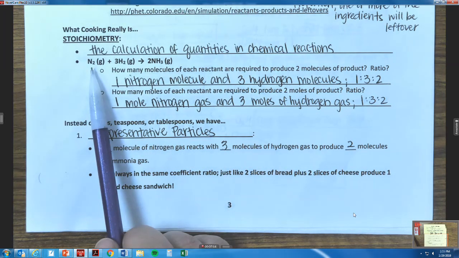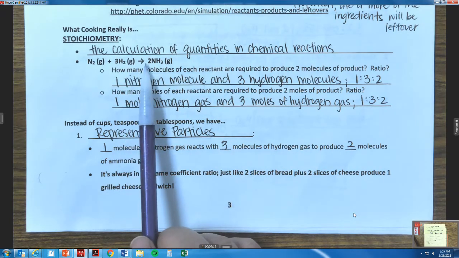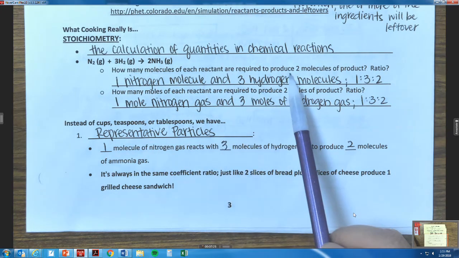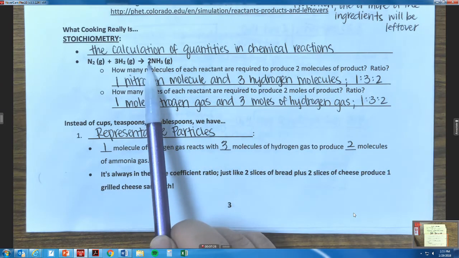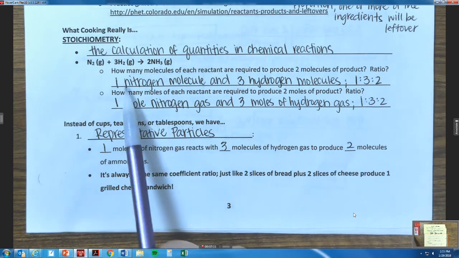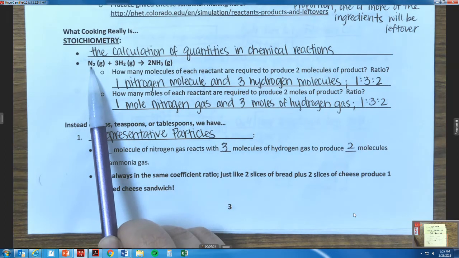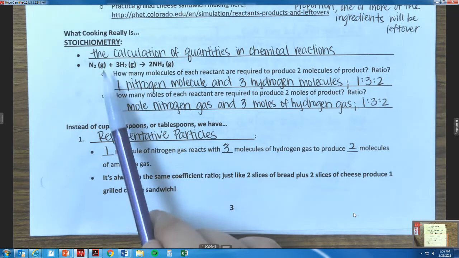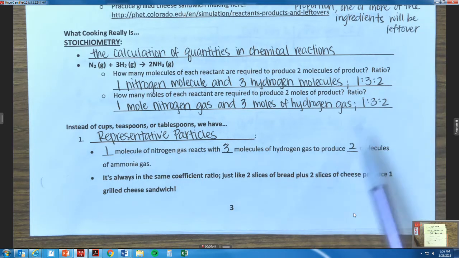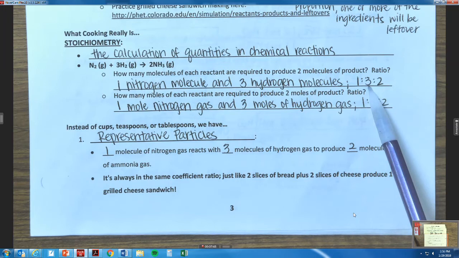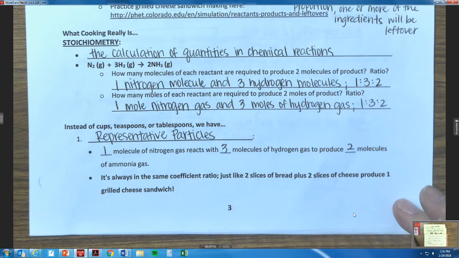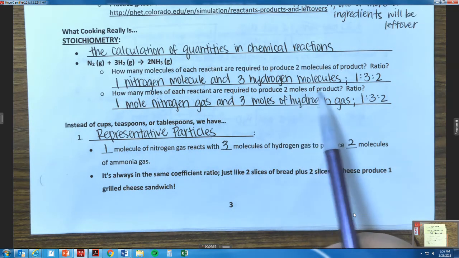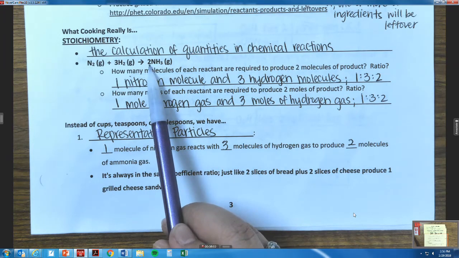If we have N2 plus 3H2 yields 2NH3, how many molecules of each reactant are required to produce two molecules of our product? If we have two molecules of our product, then we only need one molecule of nitrogen and three hydrogen molecules. Our ratio for this equation is going to be 1:3:2: one nitrogen, three hydrogens, and two ammonias. Now another question: how many moles of each reactant are required to produce 2 moles of the product? Again, we have 2 moles of product already.